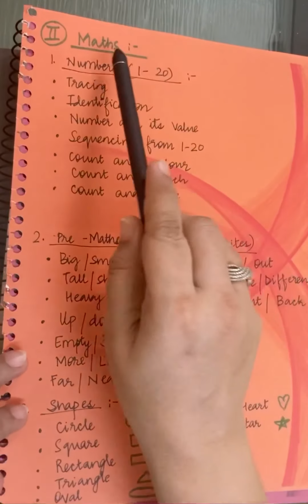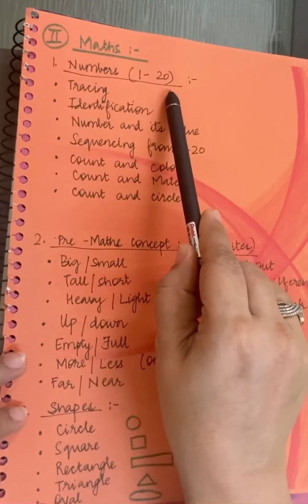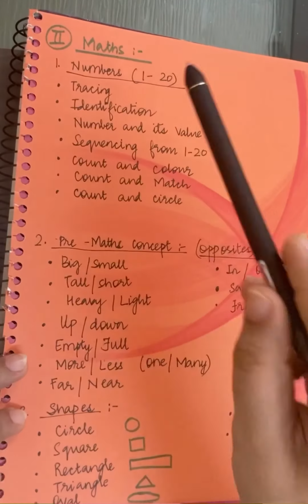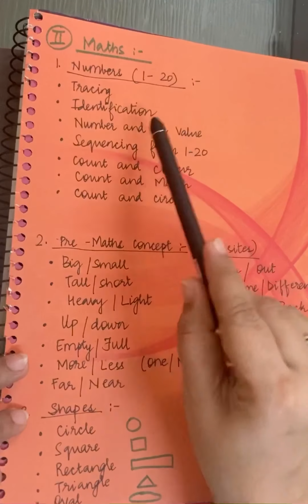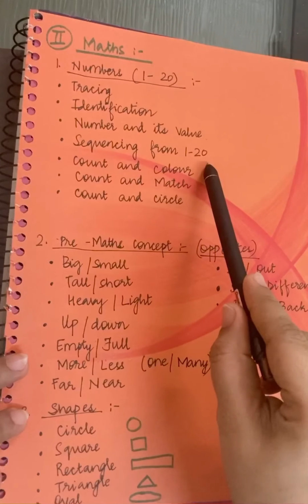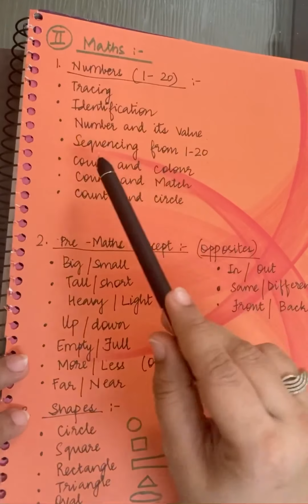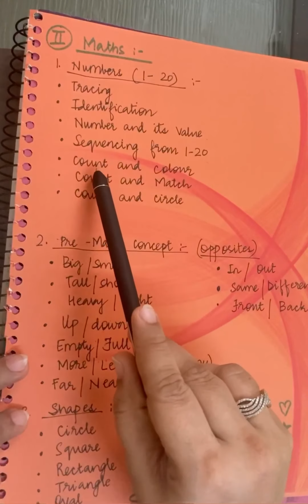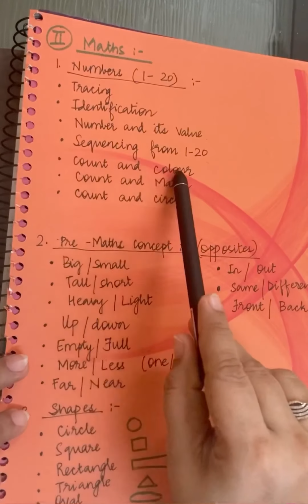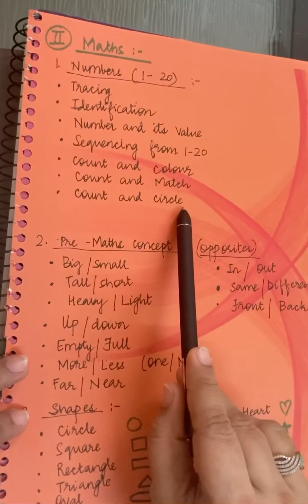Next we have pre-maths and maths concepts. Basically numbers from 1 to 20 are taught in nursery. So tracing, identification, number and small value, sequencing from 1 to 20 and basic worksheets are given to them. On them they are basically asked to count and color, count and match, count and circle the numbers.